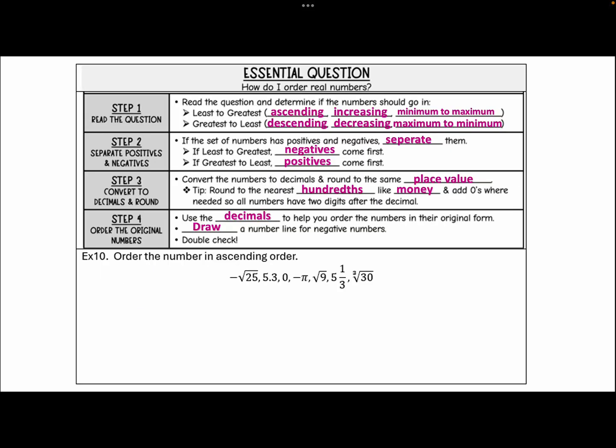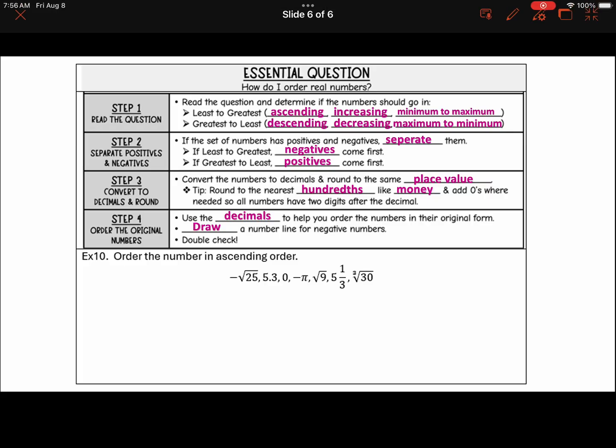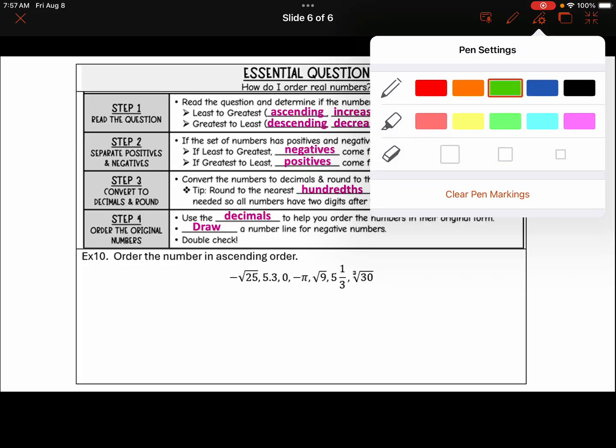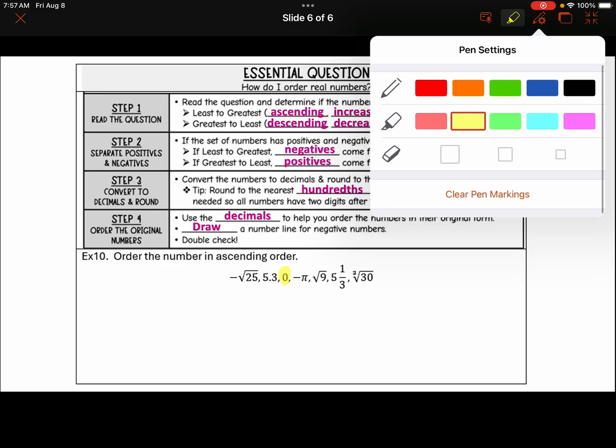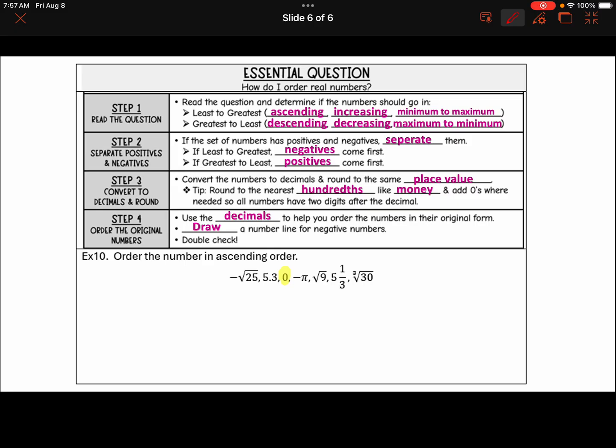All right, last but not least, they might ask us to put numbers in order. And they could ask us to go from smallest to biggest, or they could ask us to go from biggest to smallest. And up top, I've put all the different words that mean smallest to biggest, and all the different words that mean biggest to smallest. Okay, so the first thing you do, anytime you do this, is you identify where 0 is, because you know 0 is always going to be the middle. So I've identified 0. And I know all my negatives are going to go on the left-hand side. All my positives are going to go on the right-hand side of 0.